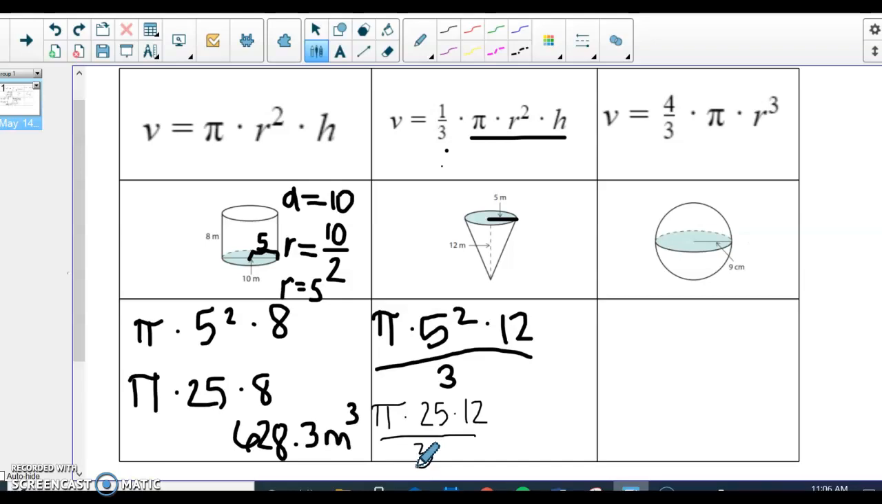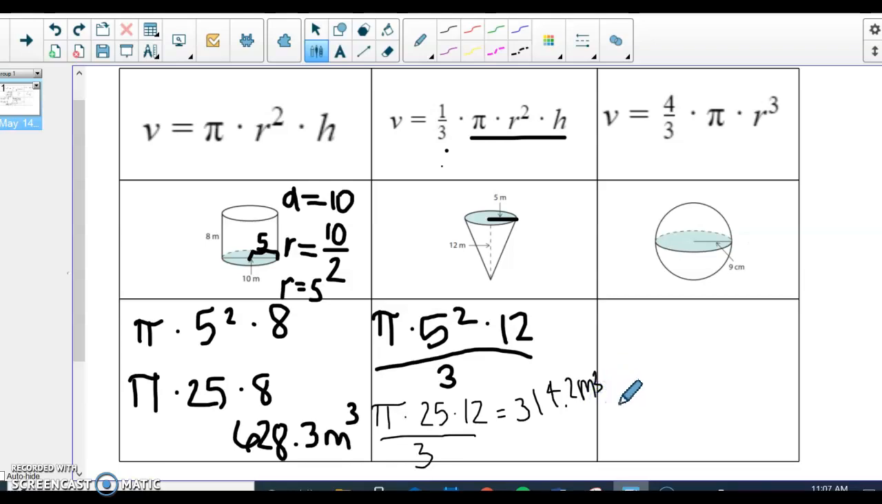So first you do pi times 25 times 12. You should get the answer of 942.4, and then lots of decimals after that. And then divide by 3. My apologies. 942, and then divide by 3, and you should get 314.15. So 314, we'll just go 0.2. And then it's once again meters cubed.